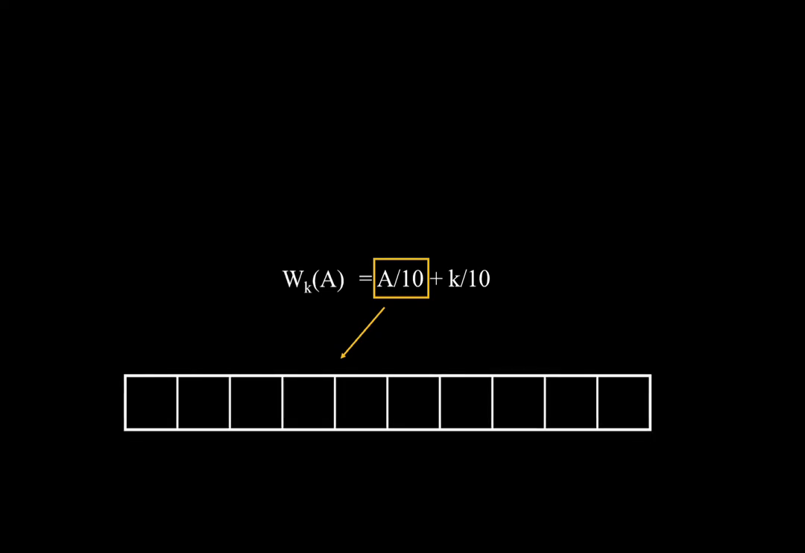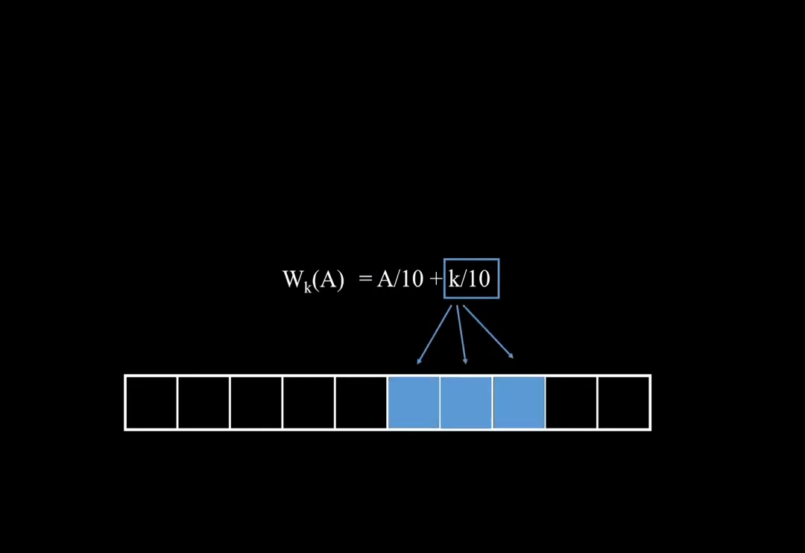Let's call it W_K(A), where W_K(A) equals A divided by 10 plus K divided by 10. Yes, this looks intimidating, but let me explain. A here just refers to the attractor, which in this case is the ruler itself. We then scale down the attractor by 10 each time we do this process, and the K over 10 term simply applies it to a certain range within the larger attractor. This we've seen in the form of the squish and apply within the ruler.